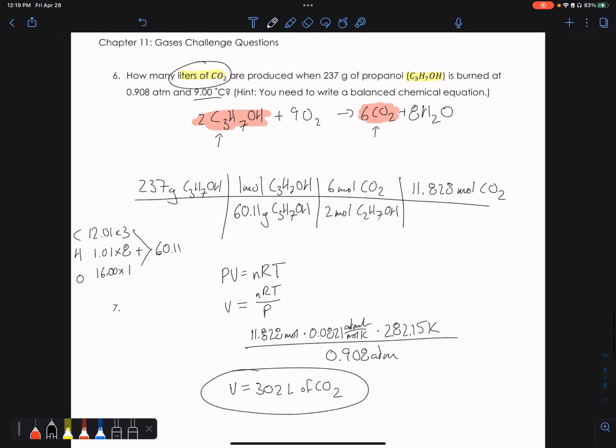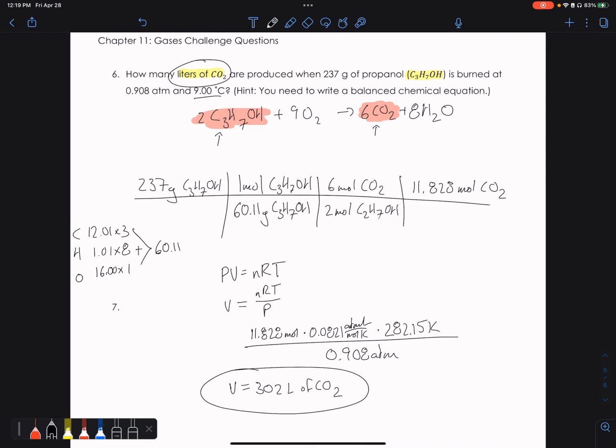So I'll give you a little zoom out on that real quick. Give it a few seconds.